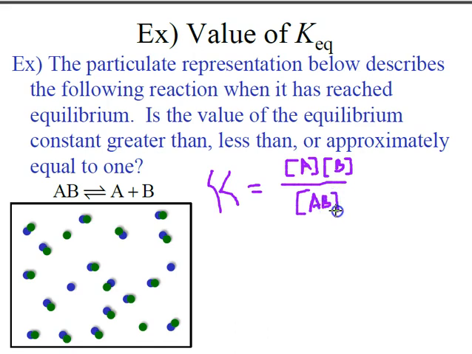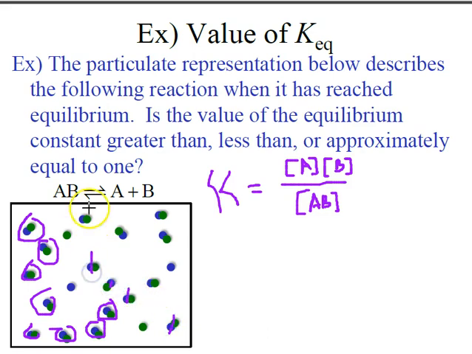Alright, so let's look and see what we seem to have more of. I'm going to circle the AB molecules. 1, just flashing them now. 9, 10, 11, 12, 13, 14, 15, 16, 17. Whoa. So I can already see right there that I have way more AB than I have A and B.